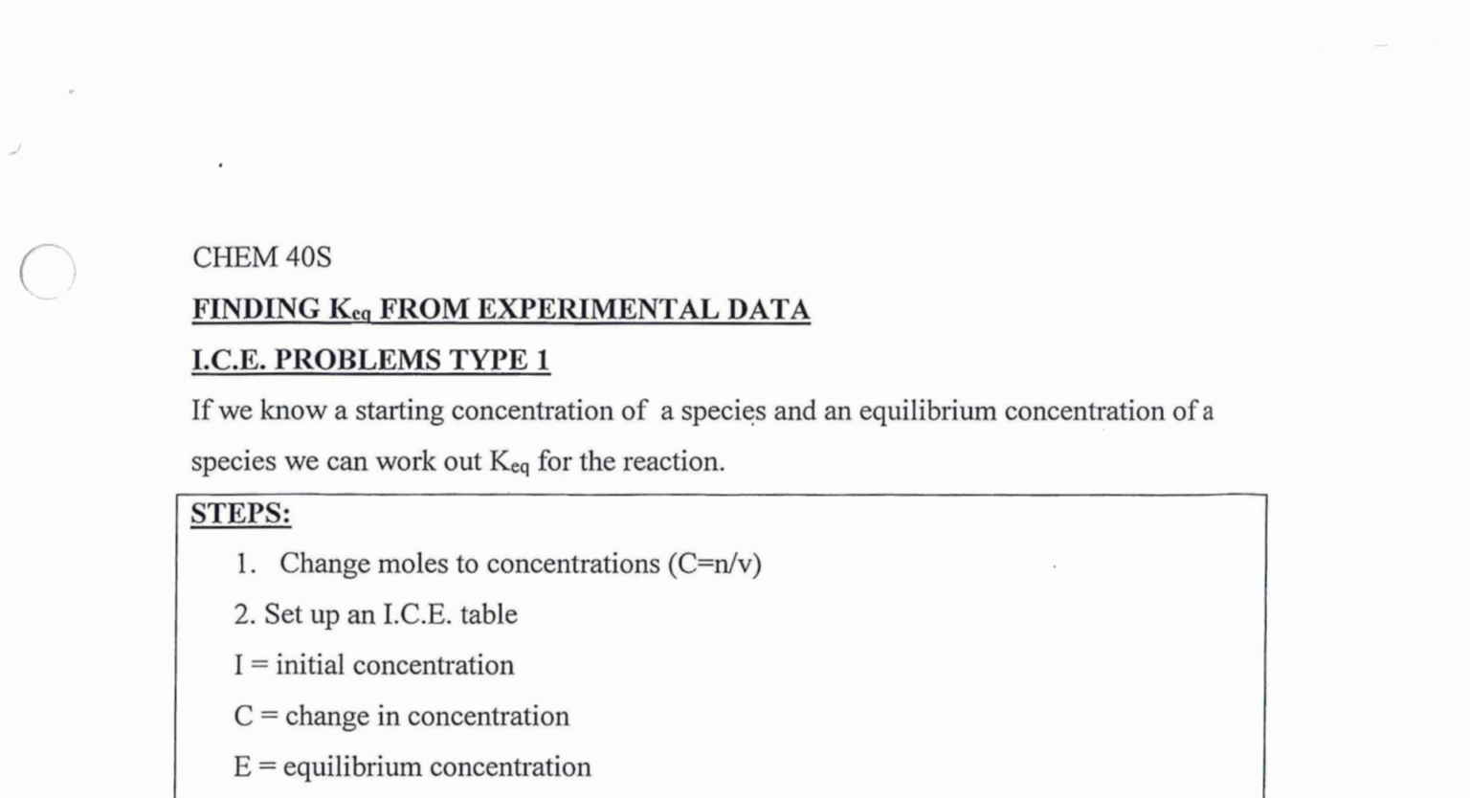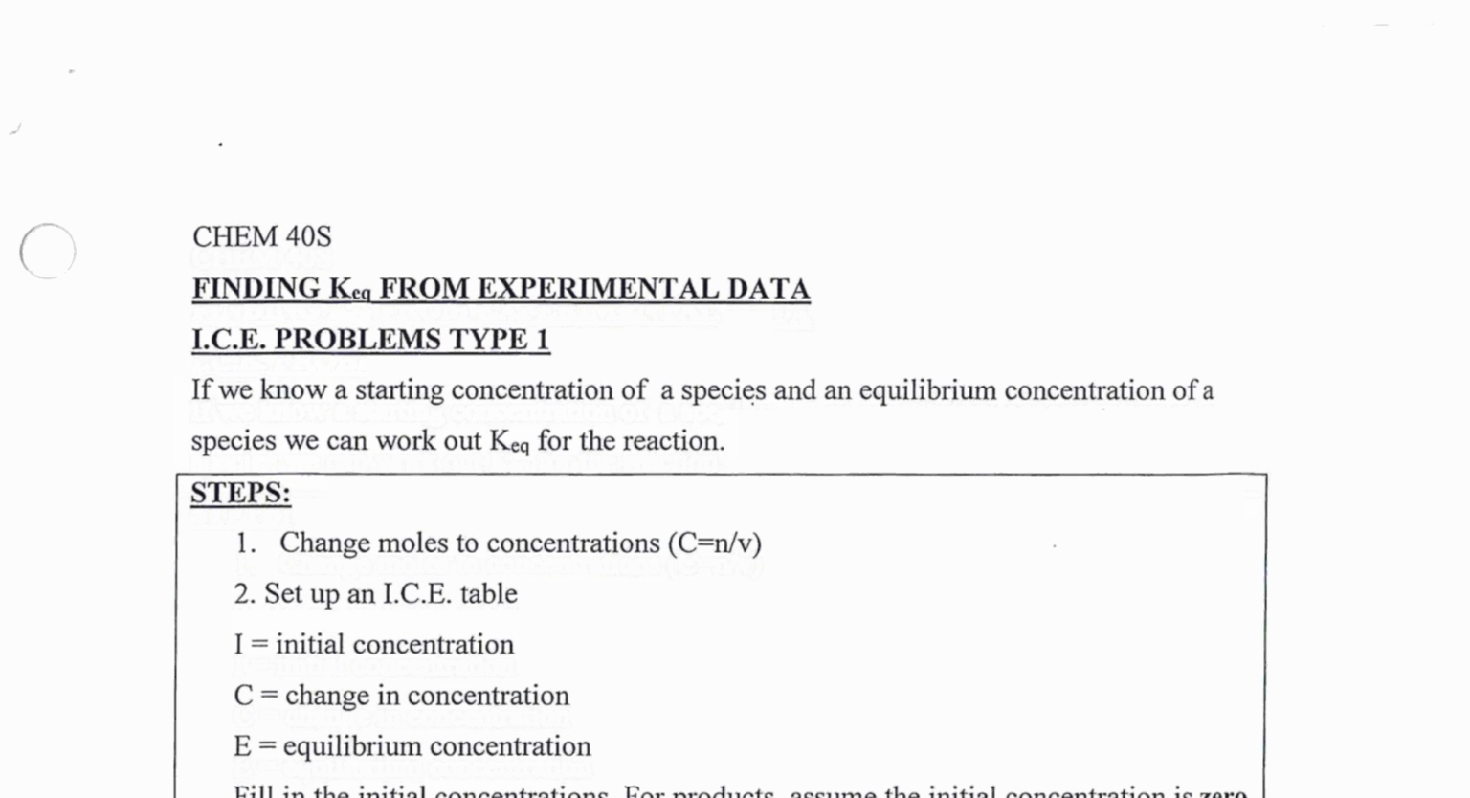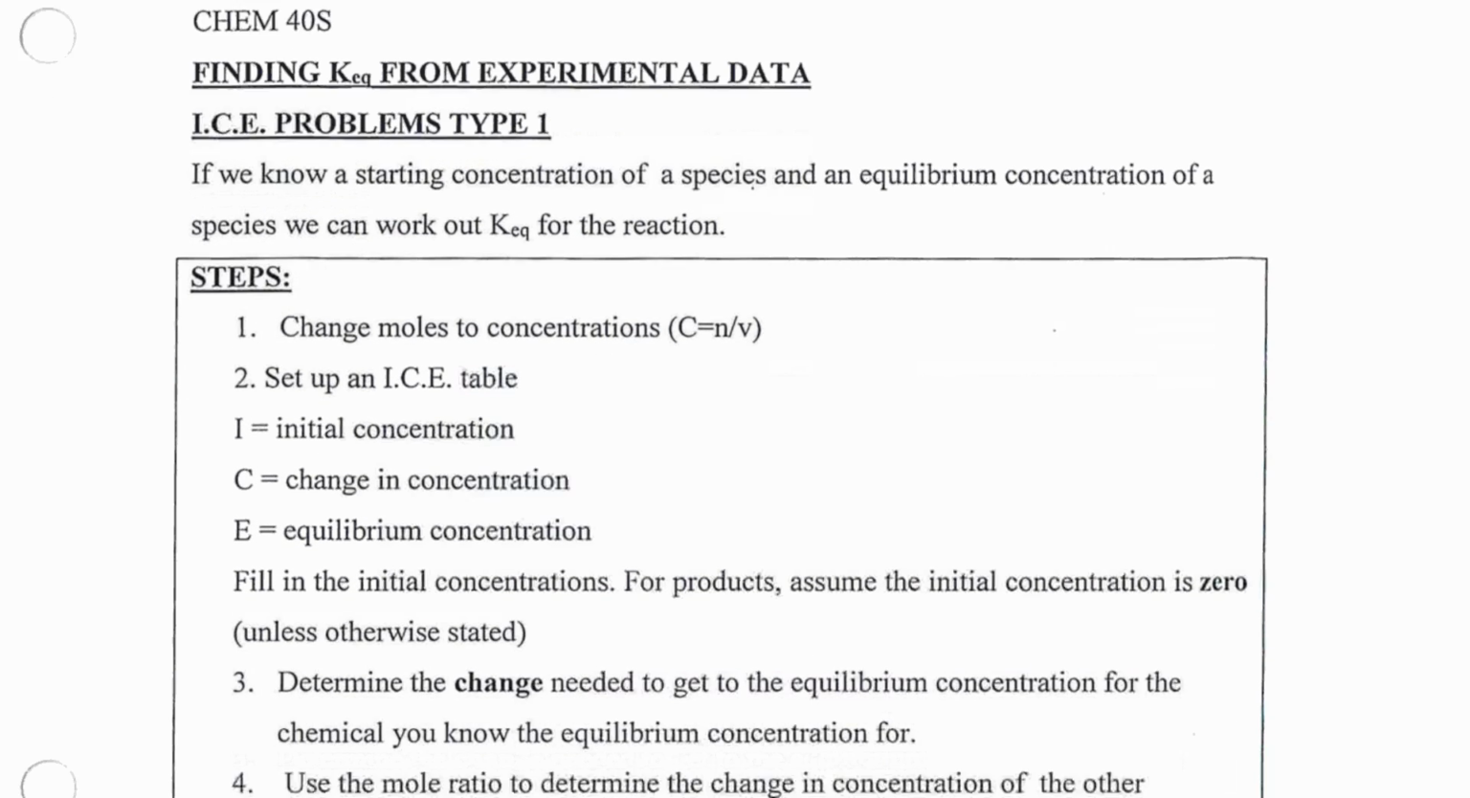Okay, today's lesson is going to continue on with solving for KEQ, but the difference today is that we're going to do this using experimental data. So we're going to call these ICE problems. The I, C, and E are going to stand for initial, changing, and equilibrium. And we're going to learn how to make an ICE table to solve these types of problems.